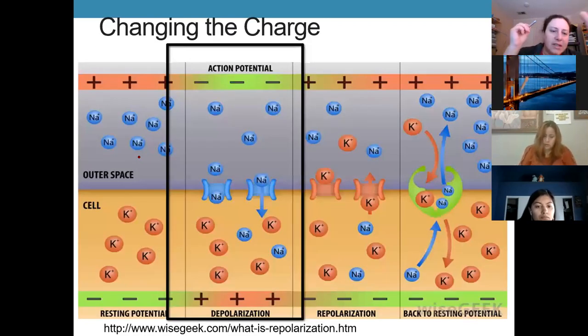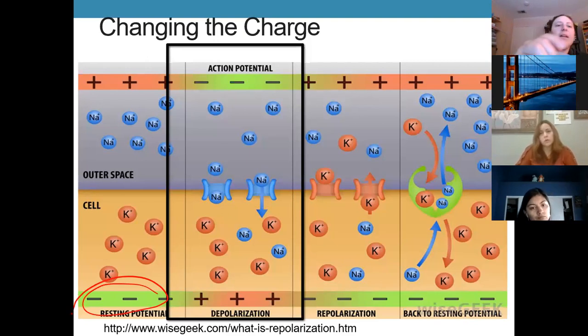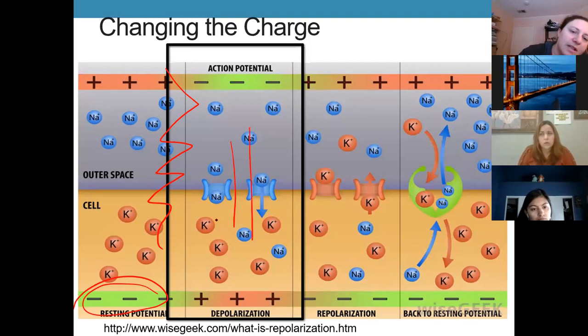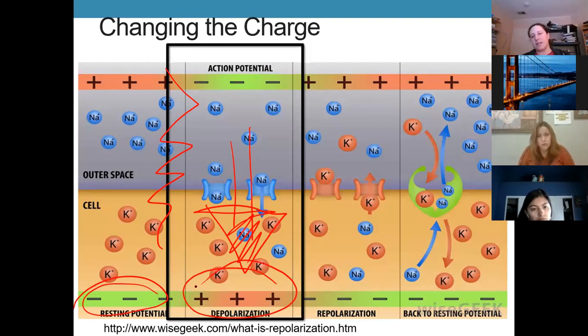With depolarization, we start with a negative charge inside the cell. A stimulus opens voltage-gated sodium channels. Sodium floods into the cell, so we have a massive positive charge influx, and that causes the depolarization.